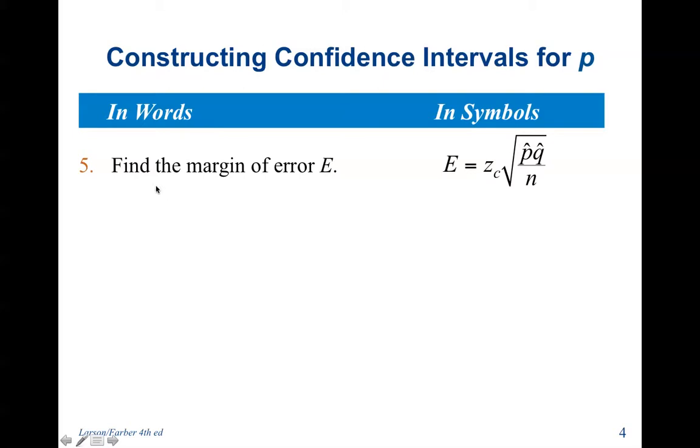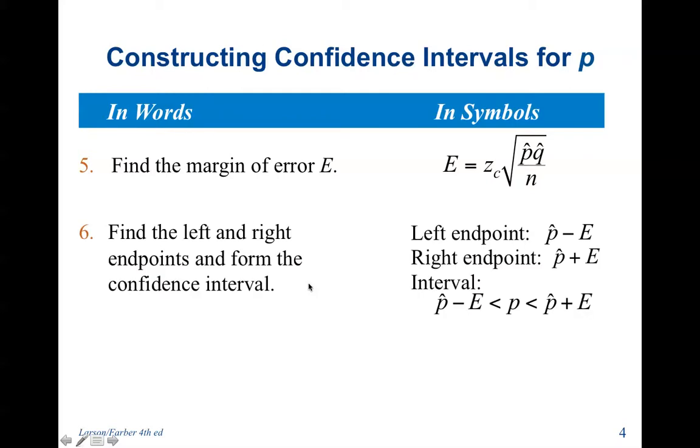Then we need to find the margin of error, E, which in this case can be found as E equals the z score times the square root of p hat times q hat divided by n. Last but not least, we need to find the left and right endpoints and form the confidence interval. This can be done by p hat minus the error and p hat plus the error, subtracting and adding to p hat.